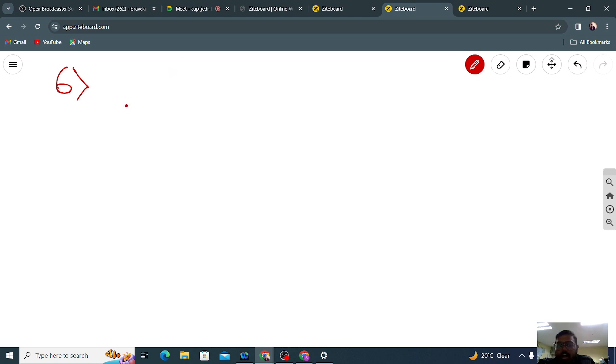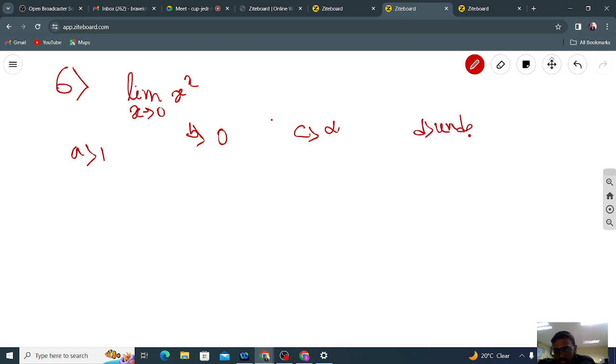The next question is also a very easy question. This question is limit of x tends to 0 of x to the power x. What is the value? A: 1, B: 0, C: infinite, D: undefined. Yes, x to the power x only, I think.